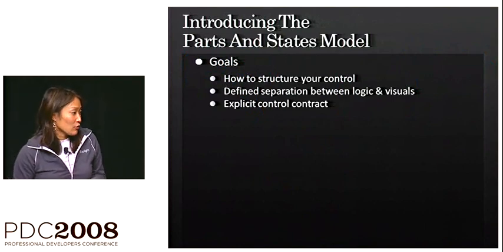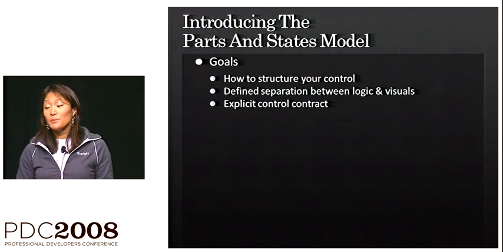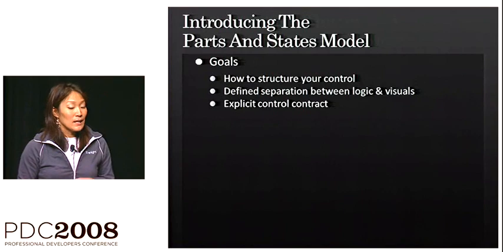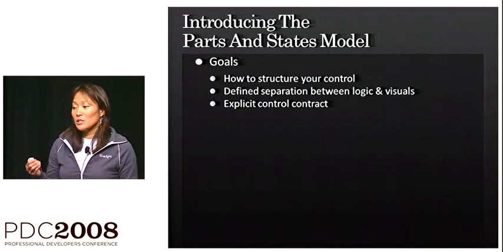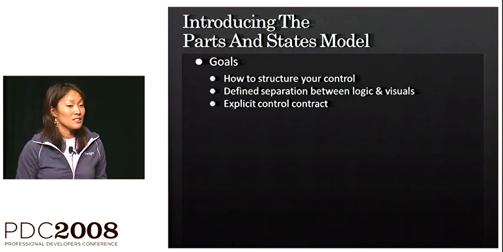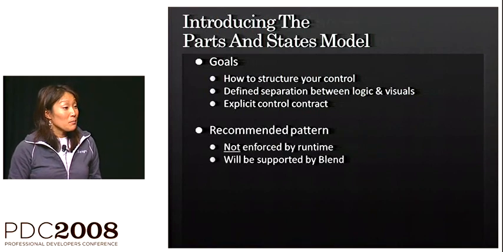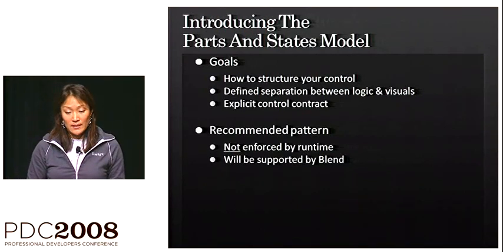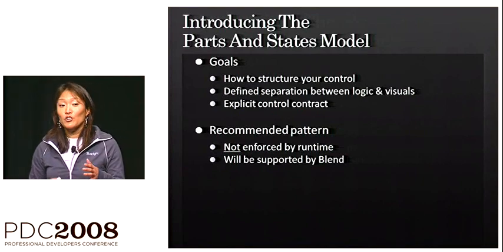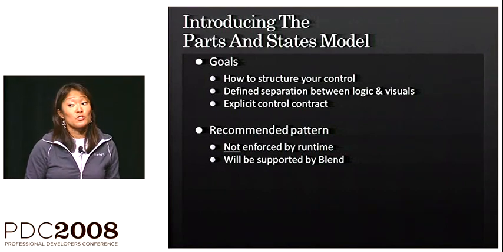The way we've done this in Silverlight 2 is through something called the parts and states model. It is a recommended way to build your control. It's not required by the runtime. But it does allow you to keep that defined separation between the logic and visuals while still having an explicit control contract between the designer and the developer. Like I said, this is a recommended pattern. It's not required by the runtime. It will, however, be the pattern that's supported by Blend. So if you're building up a custom control and you want it to be skinnable using Blend, we recommend that you use this pattern.